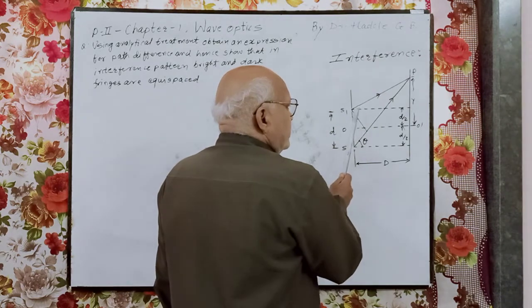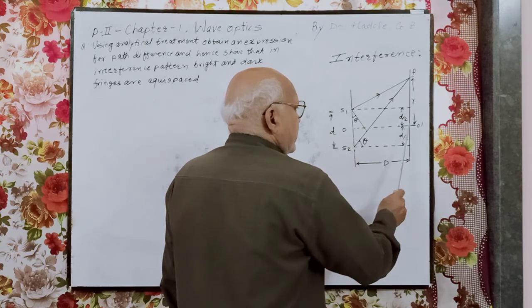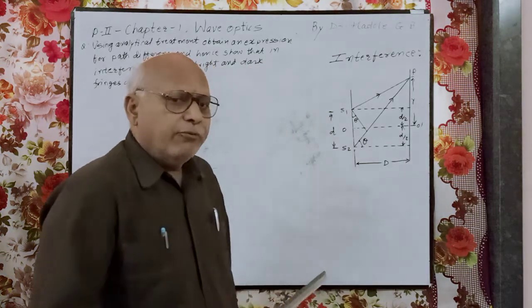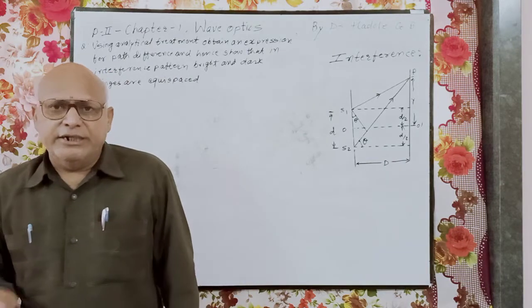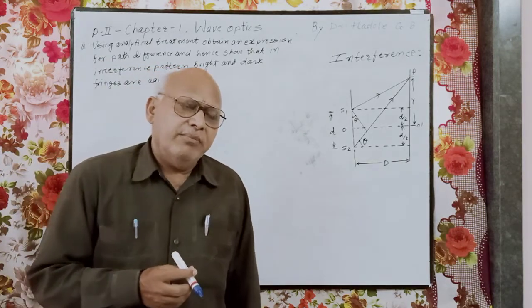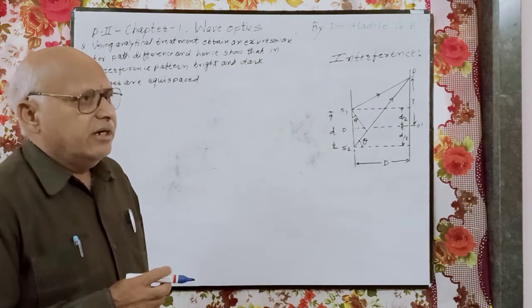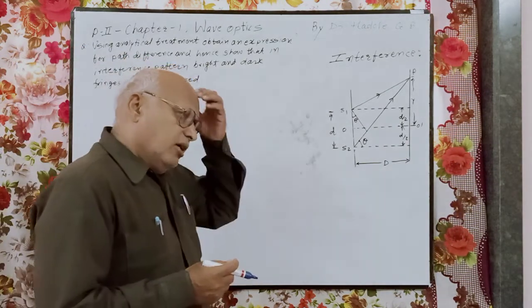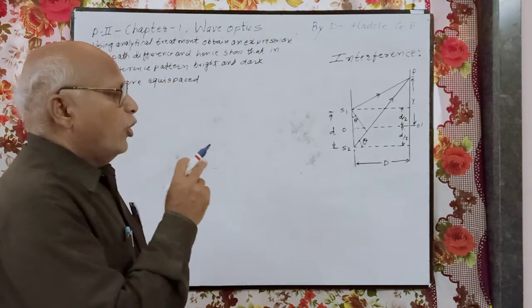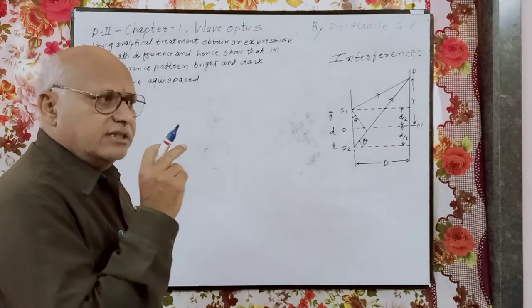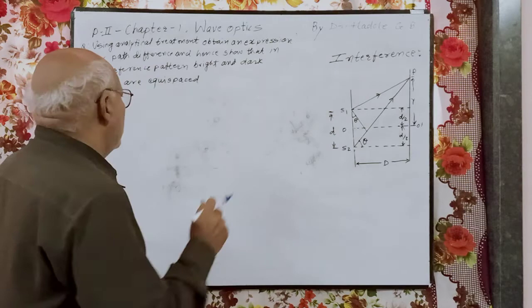Next, these distances S1O dash and S2O dash are the same, and therefore the phase difference between the two points is the same, or the phase difference is equal to 0 or constant. When the phase difference is 0 or constant, a bright point will be formed. It is also called the central bright point.